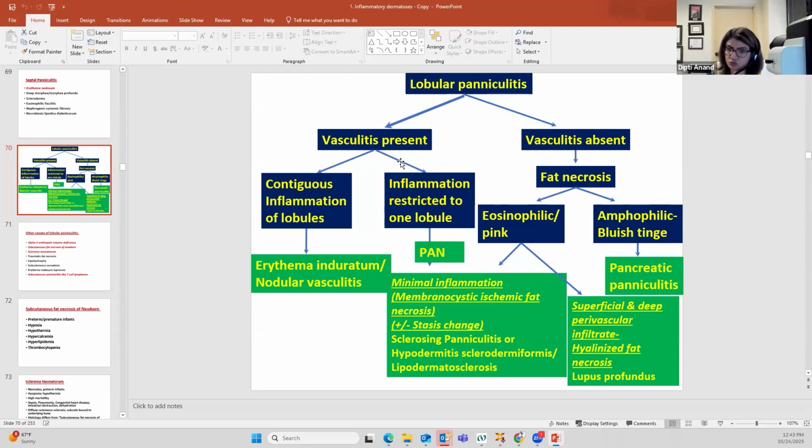If you have vessel involvement, and if there is no calcium, then you're predominantly thinking about two diseases, and that's polyarteritis nodosa and erythema induratum or nodular vasculitis. So both these diseases are going to be a combination of fat necrosis with a panniculitis, or fat necrosis with a vasculitis. So now we have to differentiate between erythema induratum and PAN. So that's what we are going to talk about.